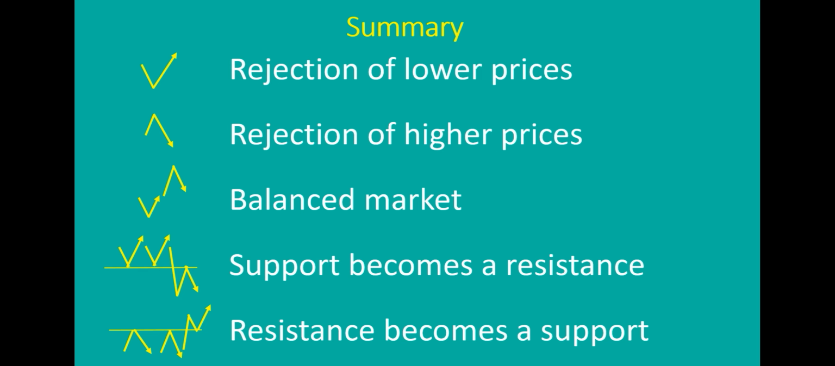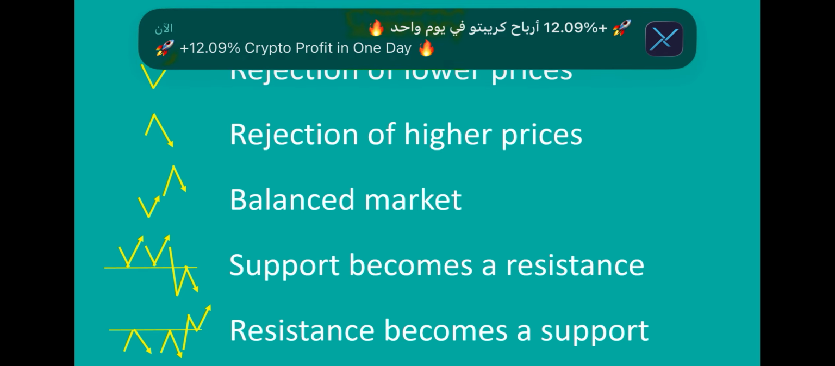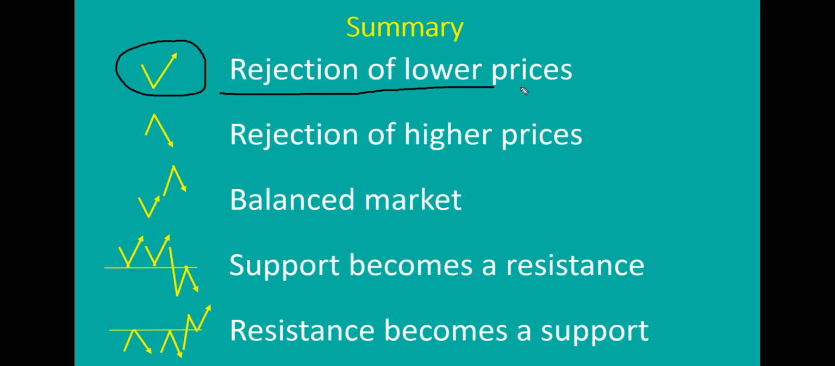So here is a little summary of the formations and of the rejections and how you can use the rejections in your real trading. So this is how the rejection of lower prices looks like. This is strong buyers rejecting lower prices, which is a sign of aggressive buyers. This is how rejection of higher prices looks like. It marks aggressive sellers rejecting higher prices.